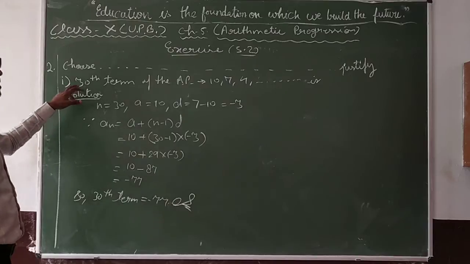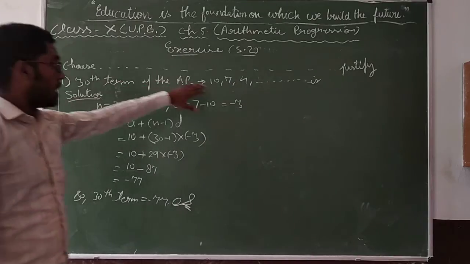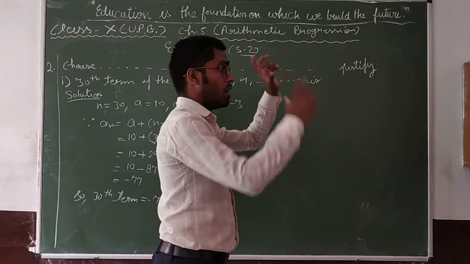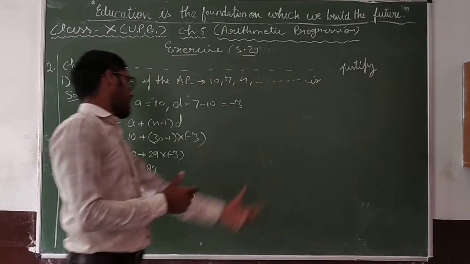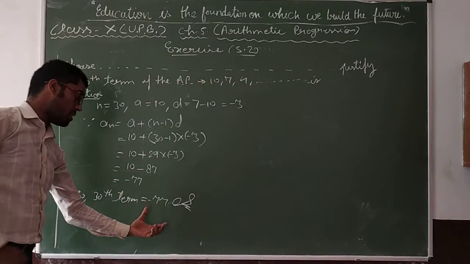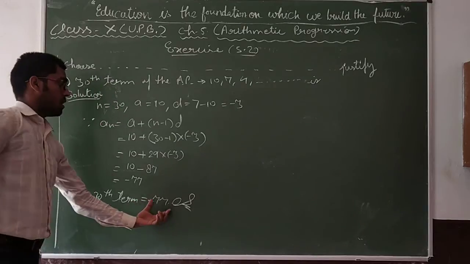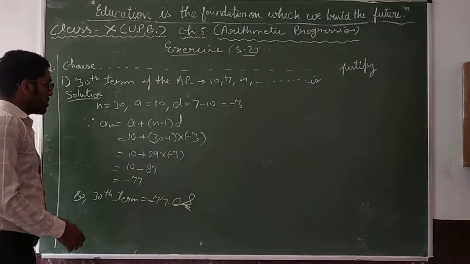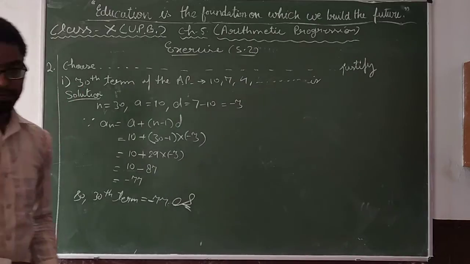Okay, that was the question: find the 30th term. So in this series you have to find the value of the term which is at the place of 30. So the value of the term at the place of 30 is minus 77. Let us solve the next question.